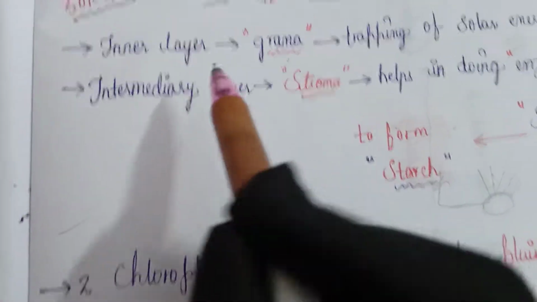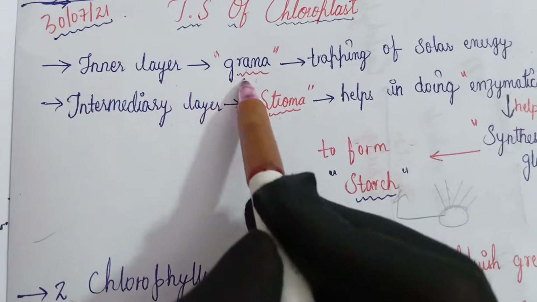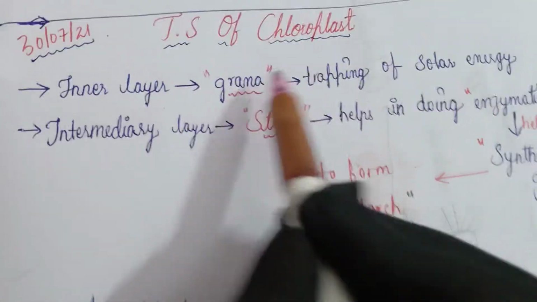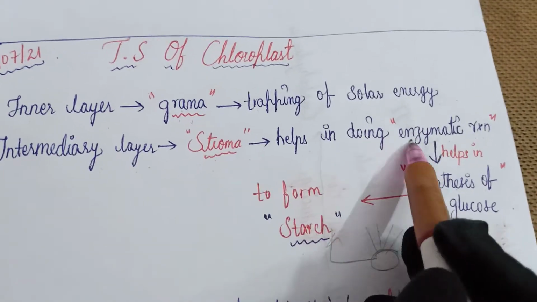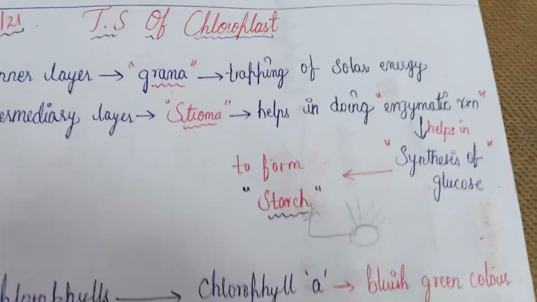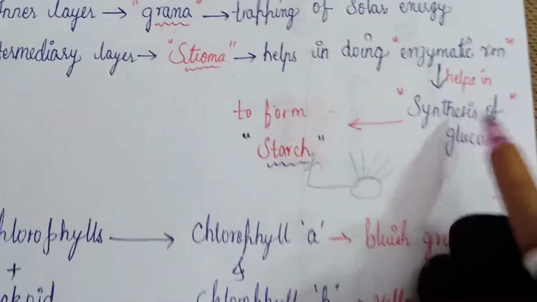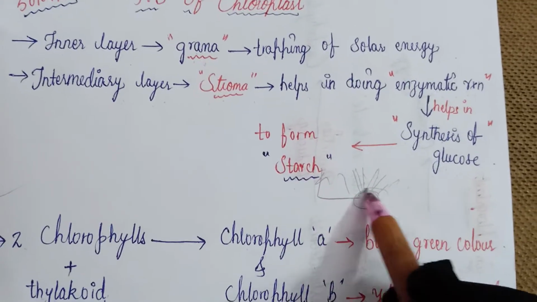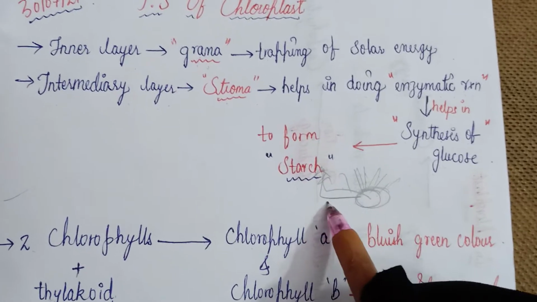So I repeat, there are two parts, right? The innermost layer is called grana, and the intermediate portion is called stroma. Grana helps in trapping solar energy from the sun. Stroma helps in the enzymatic reaction. This enzymatic reaction helps in the synthesis of glucose, and all the glucose together joins to form starch.